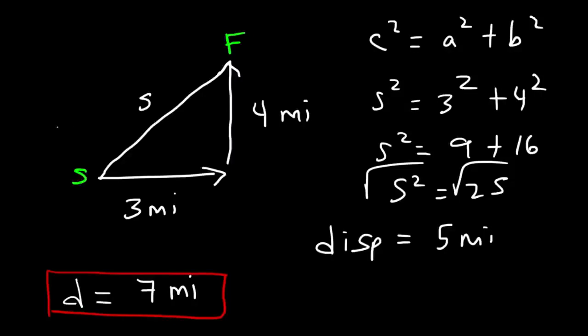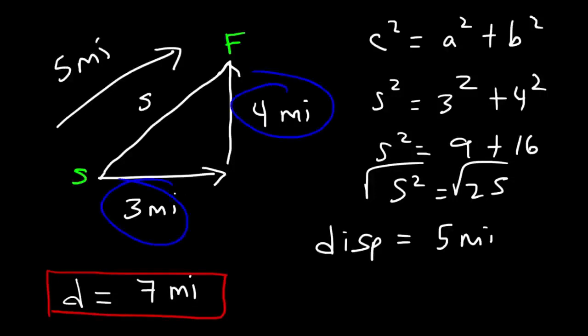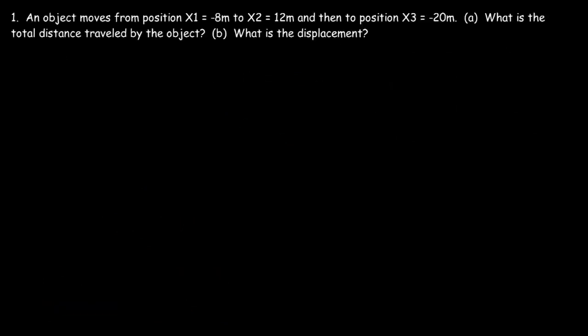So the net effect is that the person traveled 5 miles in that direction, even though he actually walked a distance of 7 miles. So keep in mind, the displacement is the distance between your final position and the initial position. Now let's work on some problems.